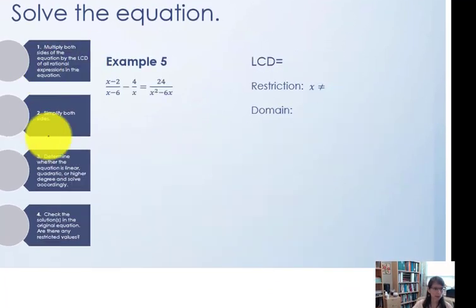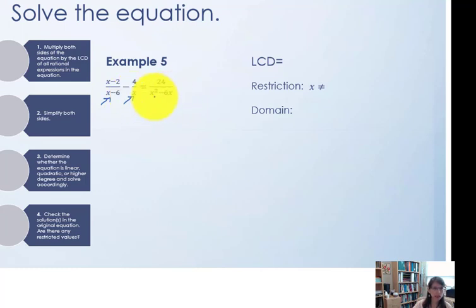For example 5, we have x minus 2 over x minus 6, and we're subtracting 4 divided by x, and that equals 24 divided by x squared minus 6x. So I'm going to look at each denominator. This quantity of x minus 6 is factored. Here's a factor of x all by itself, so that's factored.